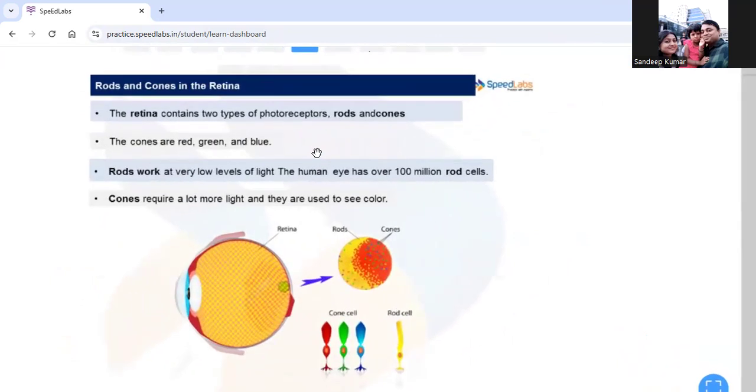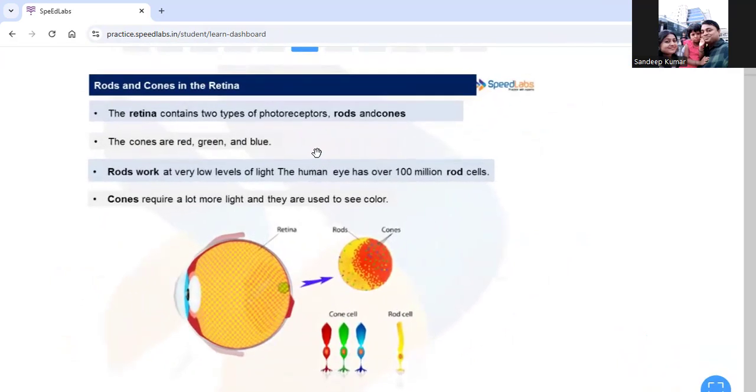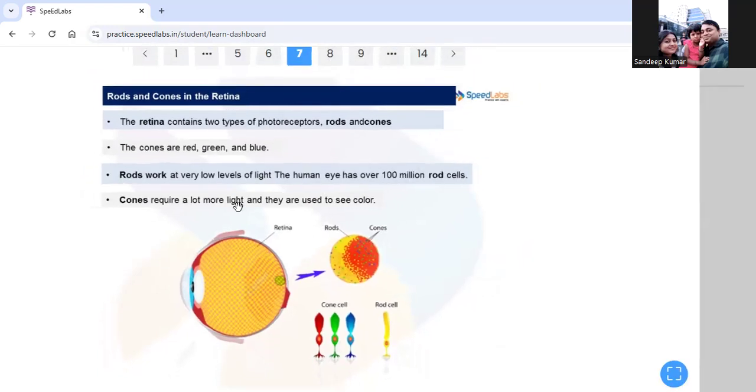Okay, rods and cones in the retina. See, the retina contains two types of photoreceptors, rods and cones. The cones are red, green, and blue. The rods work at a very low level of light. The human eye has over 100 million rod cells, children, and cones require a lot more light, and they are used to see color. So cones are sensitive to color, whereas rods are sensitive to the intensity of light. Millions of rods and cones are there in the retina, children. Is it clear?